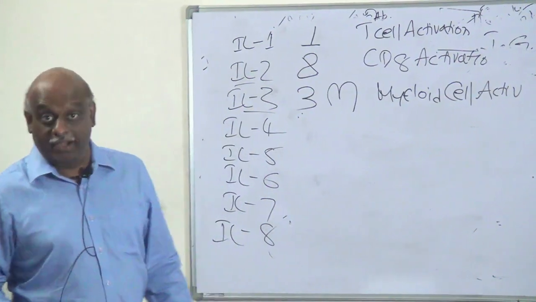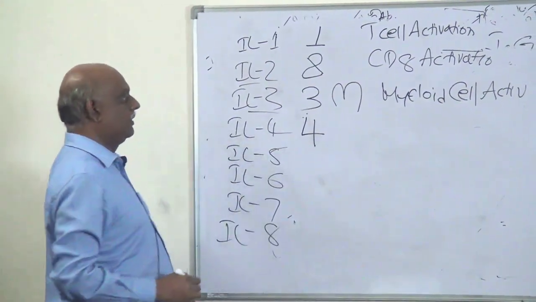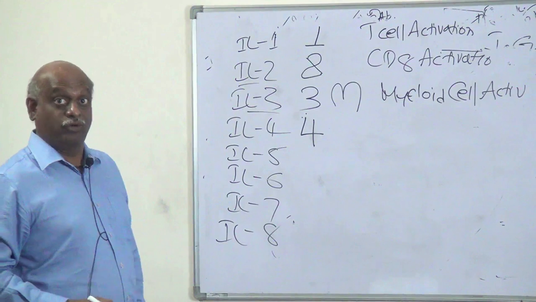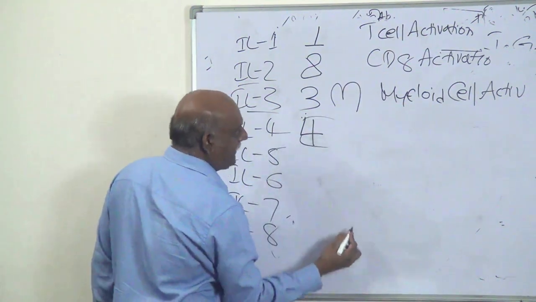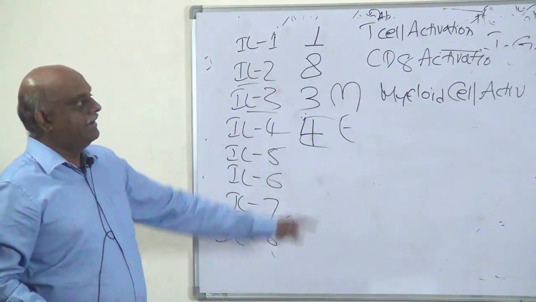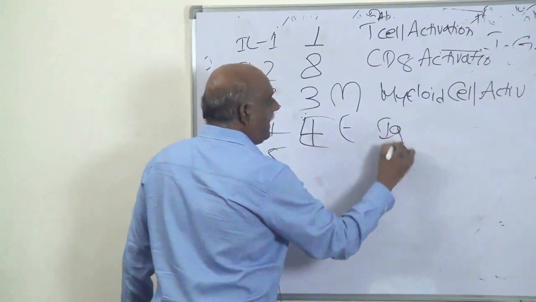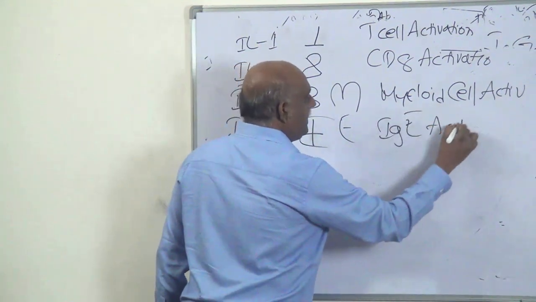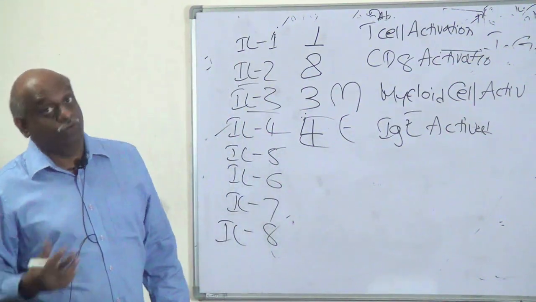Then comes the interleukin 4. Interleukin 4. My God. How you write 4 is important. Dekho beta, aisa karo. Jara aisa karo. Do stroke maar diye to ye E ho gaya. That is the reason. IgE activation is the function of interleukin 4.